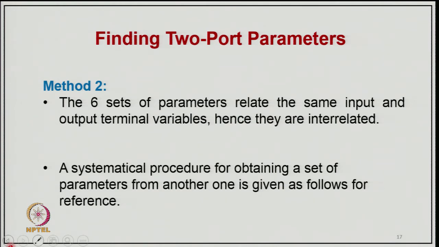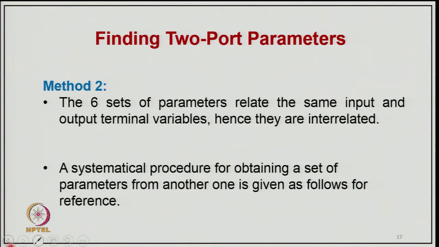Now, that was the first method. In the same way, we already discussed in the last couple of lectures how you can find the parameters by making a measurement or doing the experiment for all 6 sets of parameters. Another method to find the parameters is this: the 6 sets of parameters relate the same input and output terminal variables, hence they are interrelated.